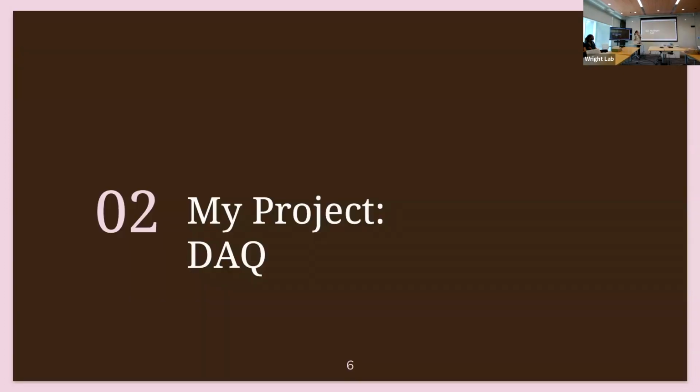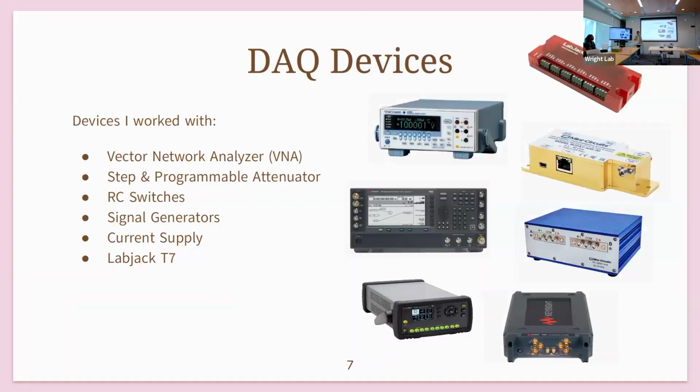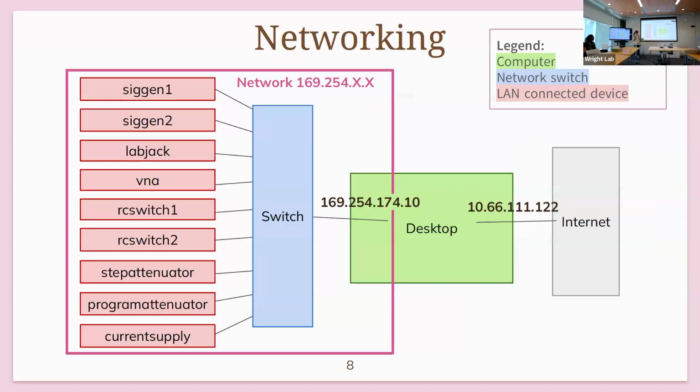Now I'd like to talk about my project specifically, which is the data acquisition system. These are the devices that I worked with. There are 9 of them in total. I worked with the vector network analyzer, 2 attenuators, 2 RC switches, 2 signal generators, the current supply, and the loudspeaker. And here's a diagram of how our networking is set up.